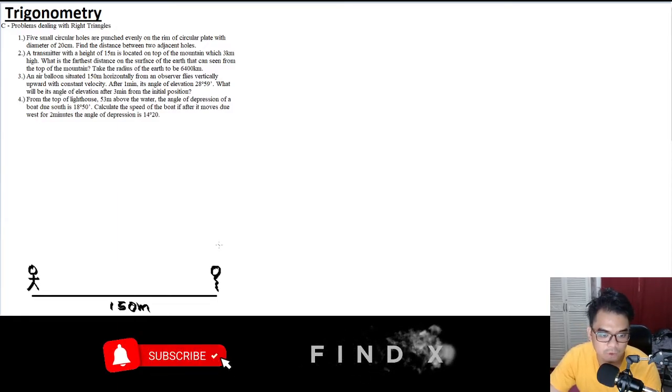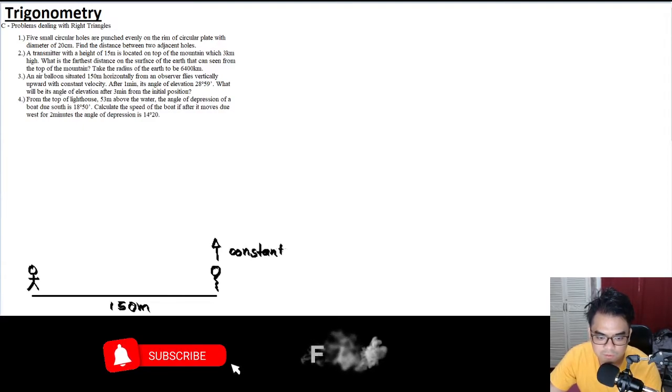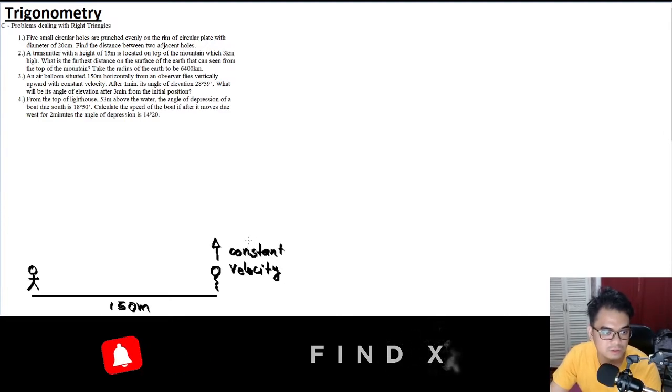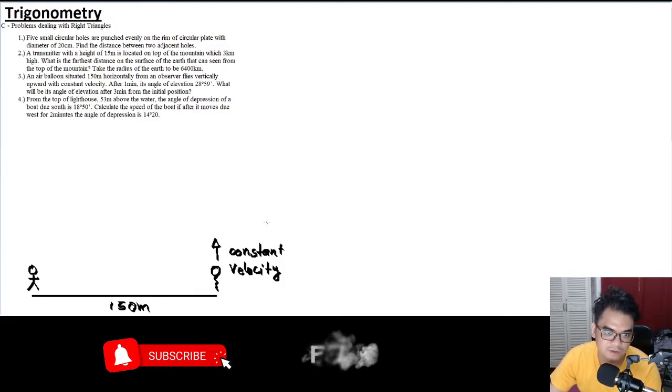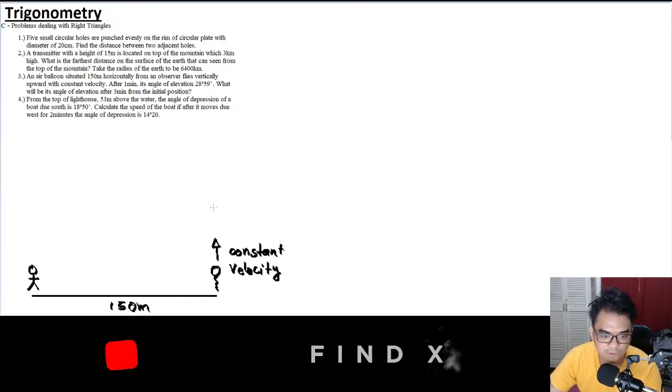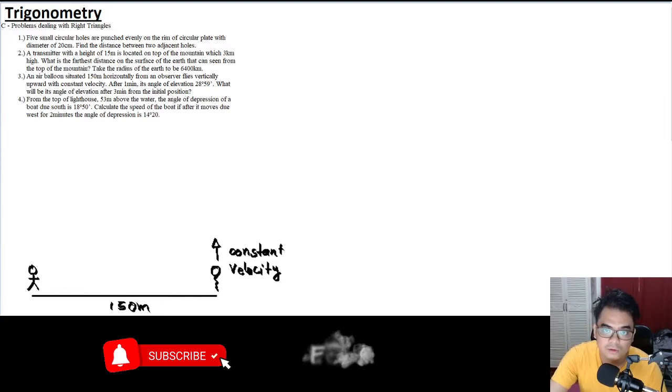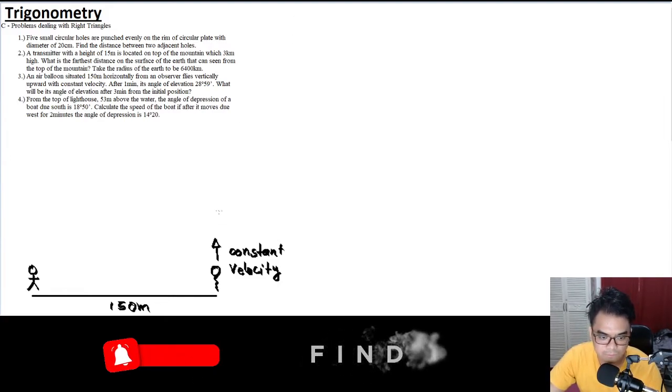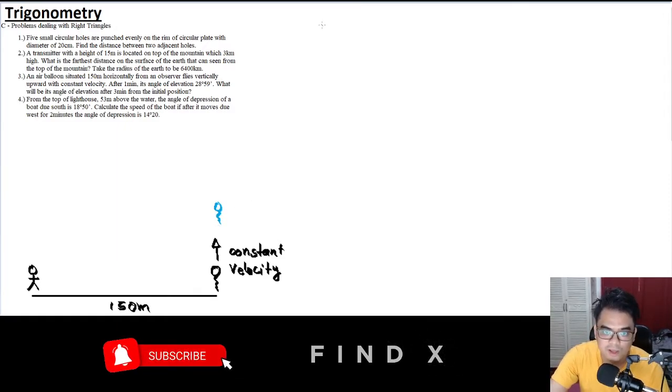The balloon flies vertically upward with constant velocity. So it flies here with constant velocity. After 1 minute, its angle of elevation is 28 minutes and 59 seconds. So therefore, we can make a triangle here. After 1 minute, the balloon will be somewhere maybe here. Let's say that the balloon may be something around here. So let's make a triangle for that.